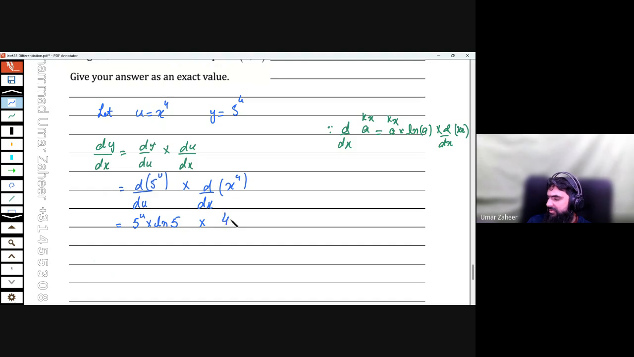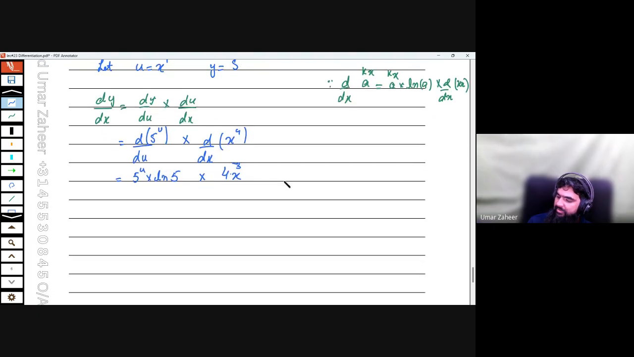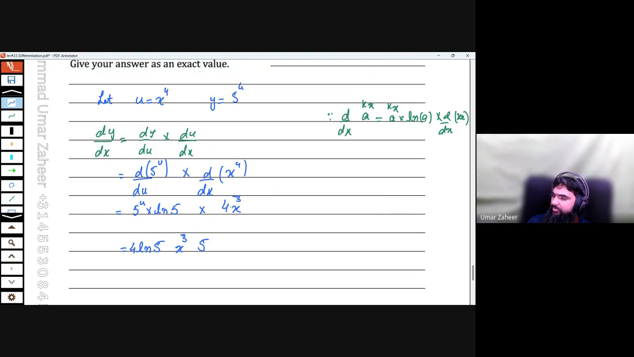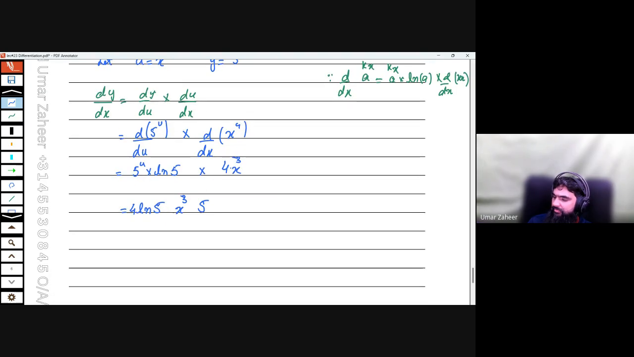Now take the power 4 at the start, and subtract 1 from the power. Natural log of 5 is a constant, take it at the start. The x cube is the variable, and we have 5 power u, where u is equal to x power 4. So this would be our final answer. Clear?